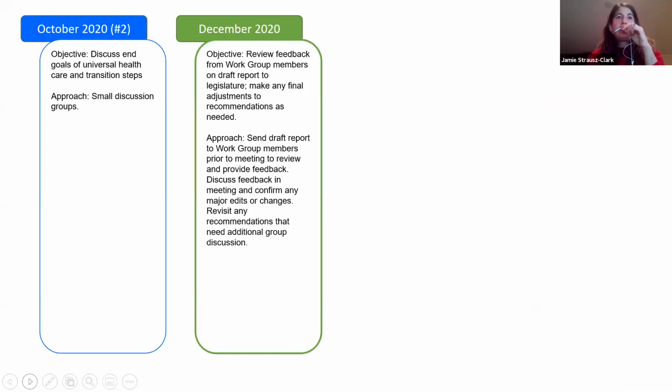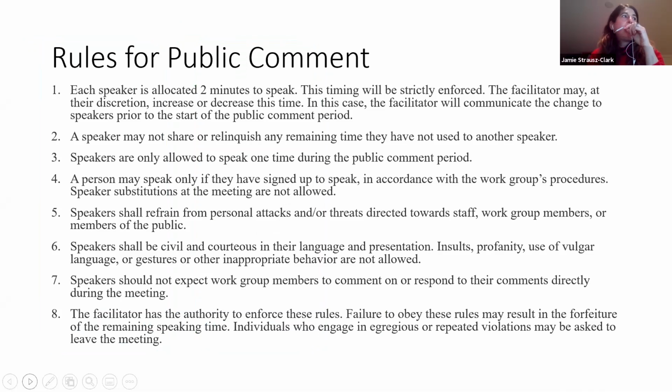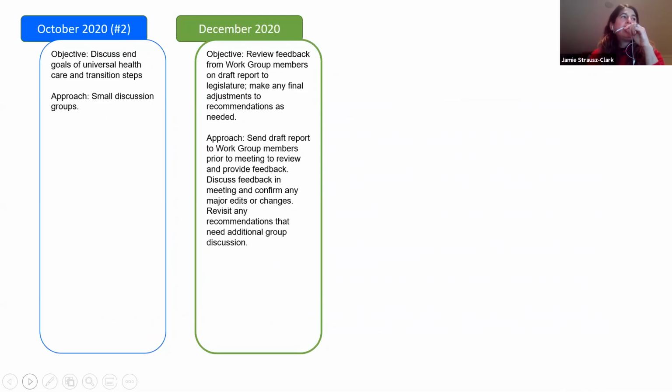Last meeting at the end of October, we discussed and agreed on some end goals of universal health care and transition steps, how we would go about implementing this. And here we are, December 2020, and as I've said earlier, we're going to be reviewing your feedback, workgroup members, on the draft legislative report and make any final adjustments to the recommendations as needed. So that concludes this portion of the discussion.